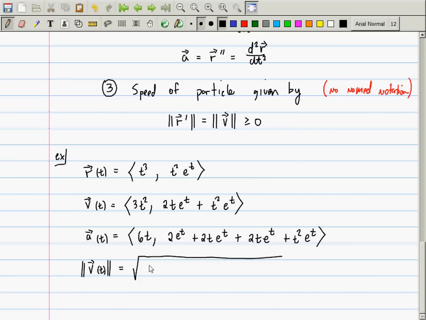Okay, so then it will be the square root of (3t squared) squared plus (2t e to the t plus t squared e to the t) squared. And, you know, I'll probably never ask this question, honestly. Something like this. But what will happen is you'll have to compute speed for one reason or another. And it'll simplify into something nice because the square root thing is going to cause all kinds of problems.